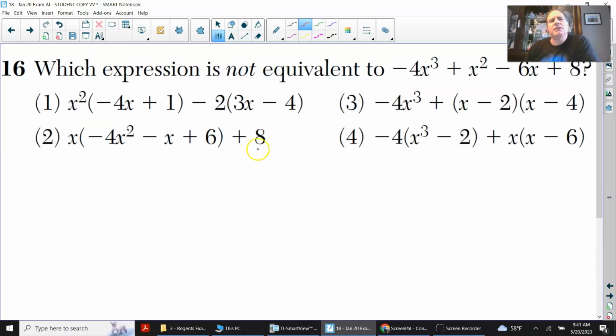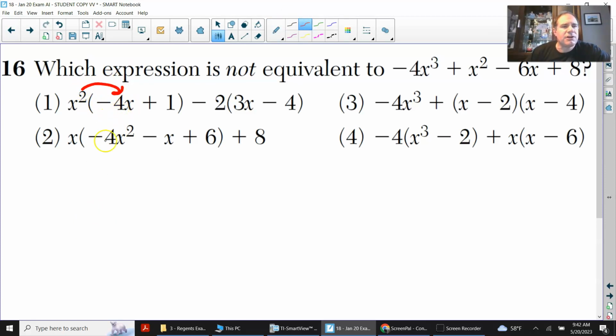That's it. All right. Which expression is not equivalent? So I'm just going to go ahead and do distributive property. Find this very easy. Again, you could put this in y1. You could put this in y2. The graphs won't match up if it's not the answer. So you could use your calculator every single time. I'm going to do this by hand though.